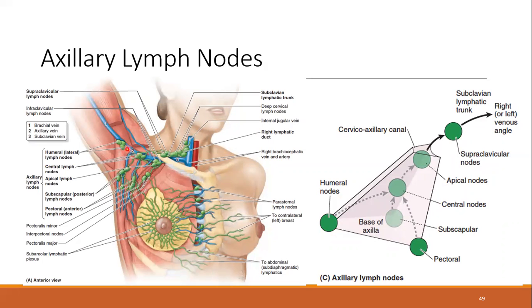And so all these groups of lymph nodes are draining into your central lymph nodes. You can see humeral, subscapular, pectoral, draining into central. And then central drains into apical. And then apical drains into supraclavicular lymph nodes. So you got to know this arrangement and understand the flow of lymph from these nodes.